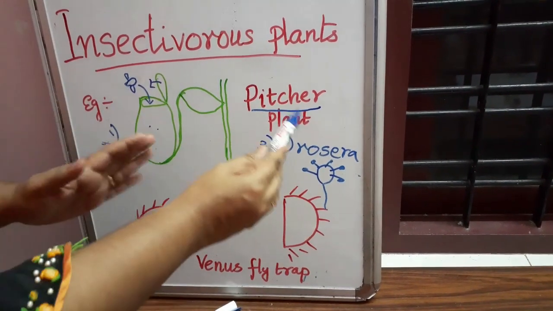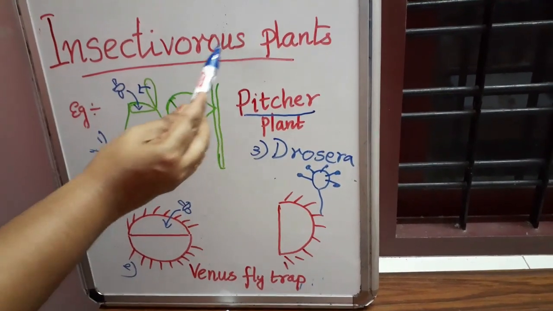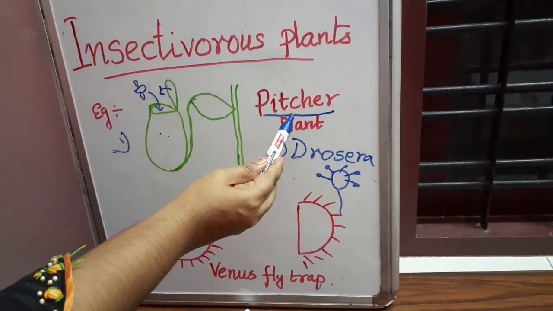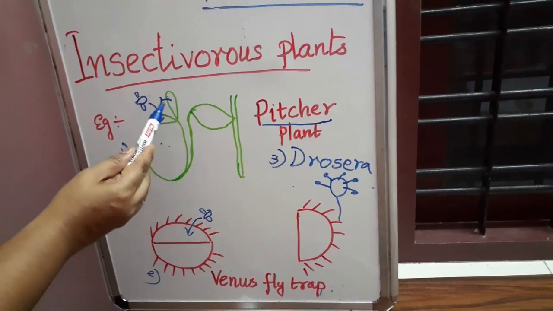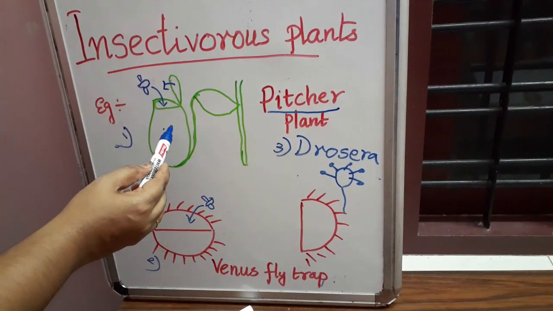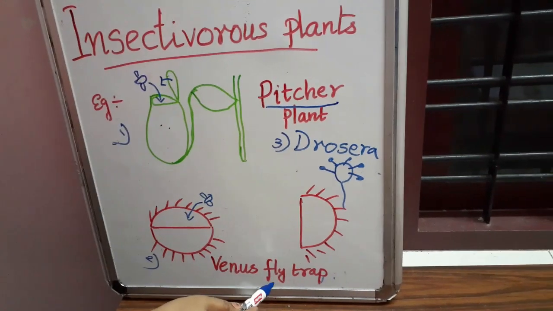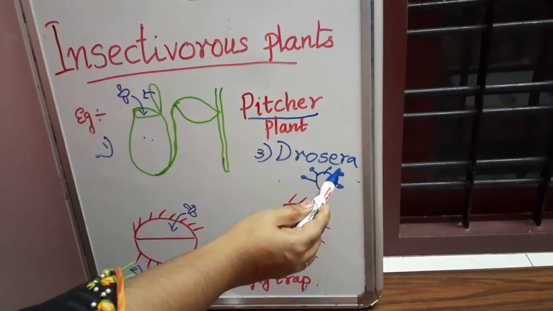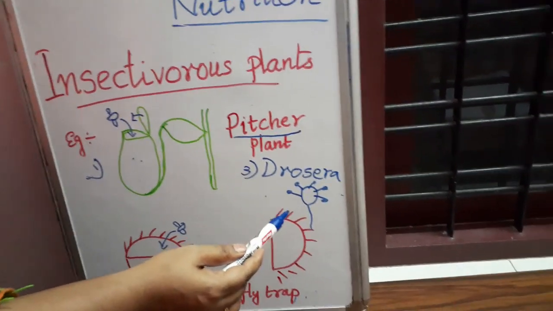So these are the three examples of insectivorous plants. One is the pitcher plant, where pitcher means the jug shape. When the insect goes inside, it will be digested and absorbed. Second is the Venus flytrap. Third is Drosera. I hope it is clear to you.